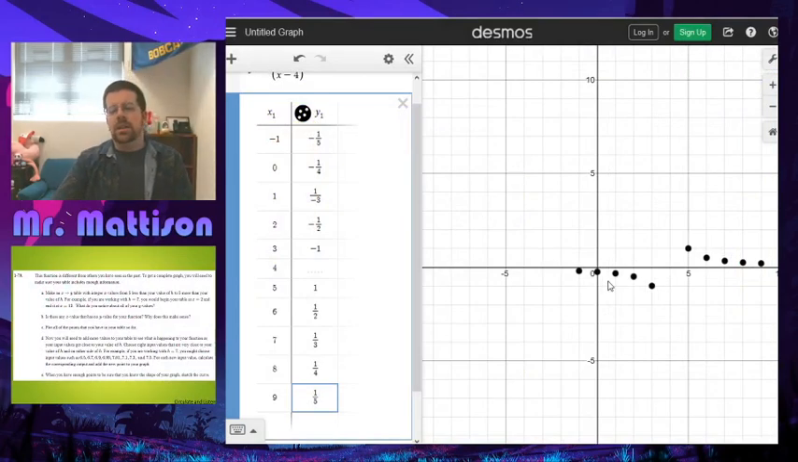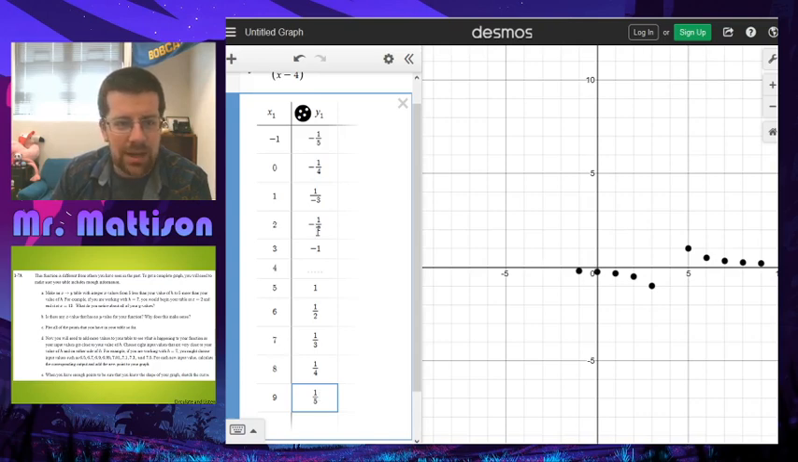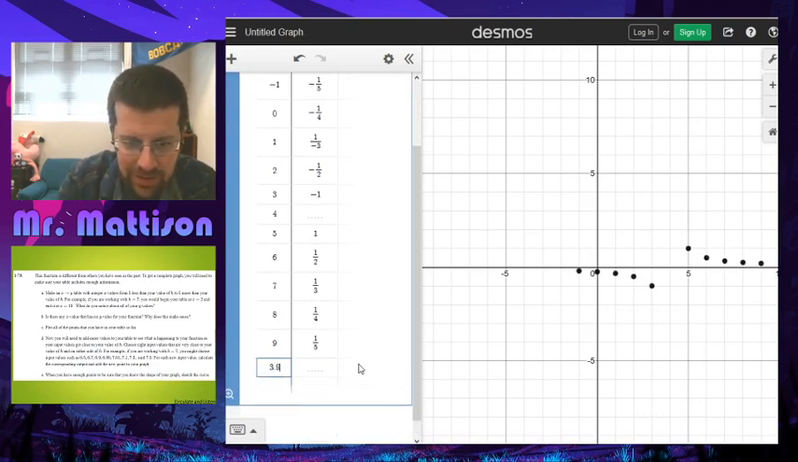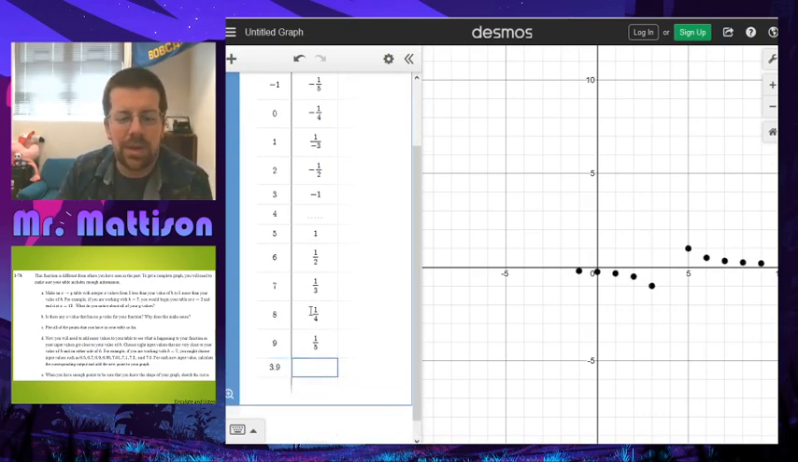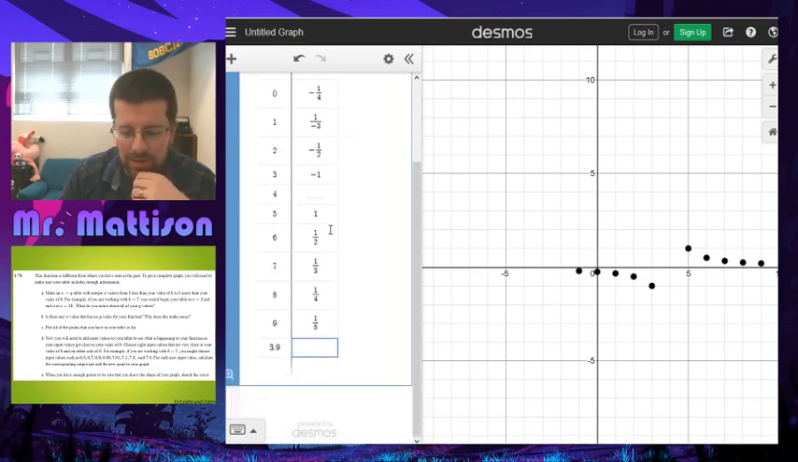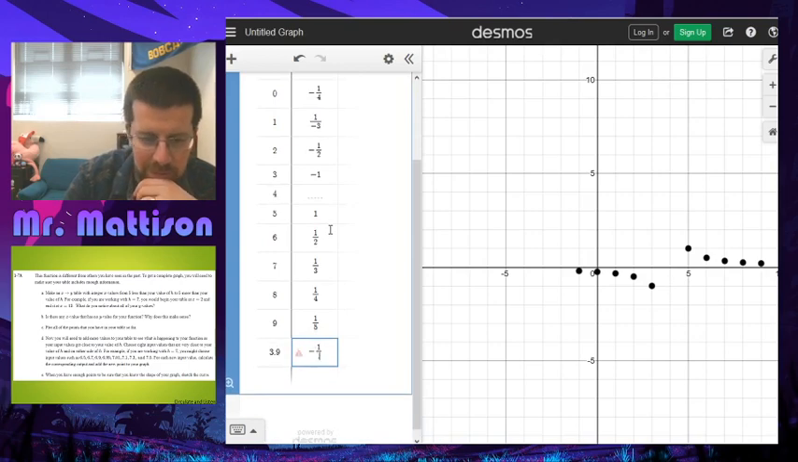Okay. So if I want to go even closer to 4, since my number is 4, let's do like 3.9. All right, so x is 3.9. So if I put 3.9 in, 1 over 3.9 minus 4, I'm at 1 over -0.1. So -1 over 0.1.